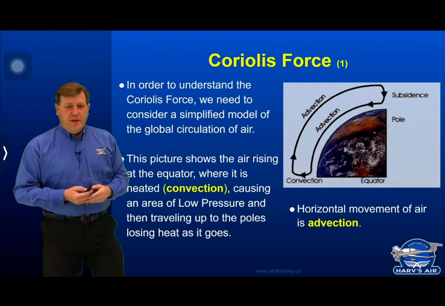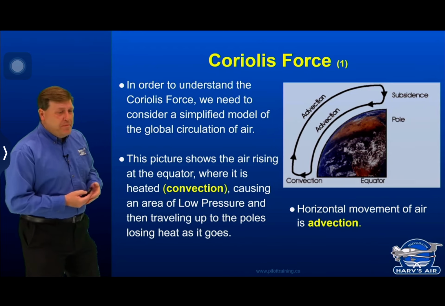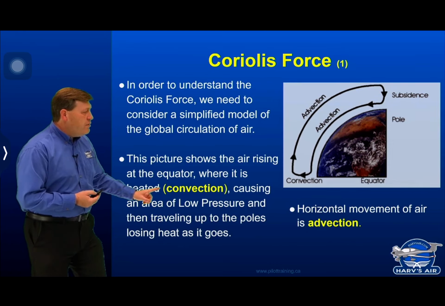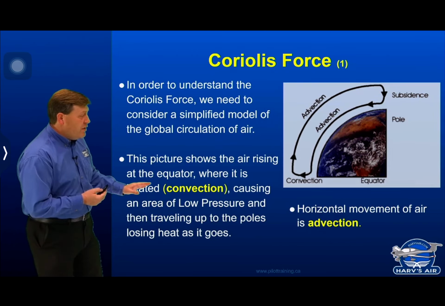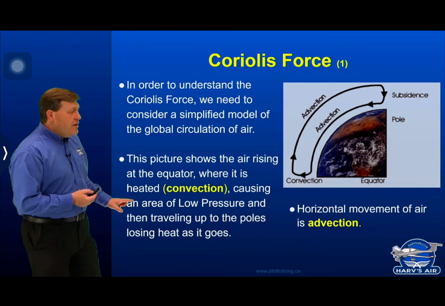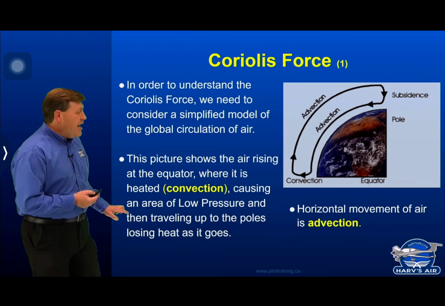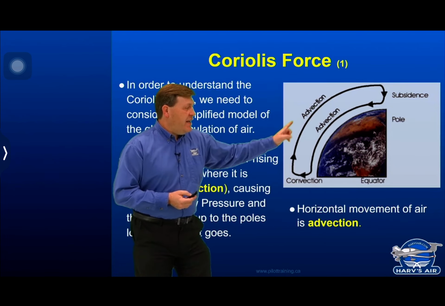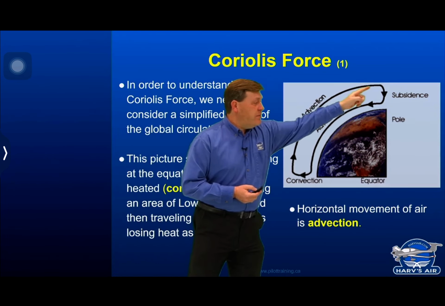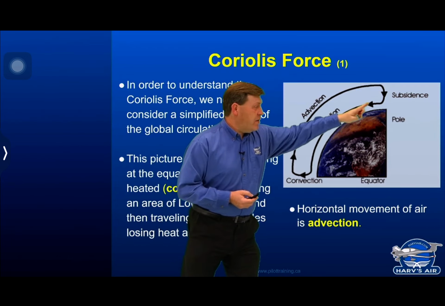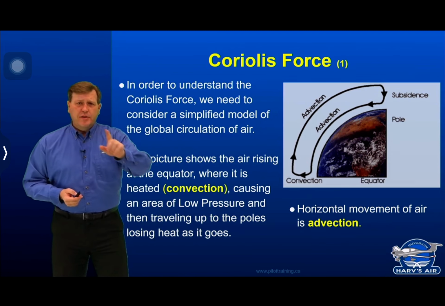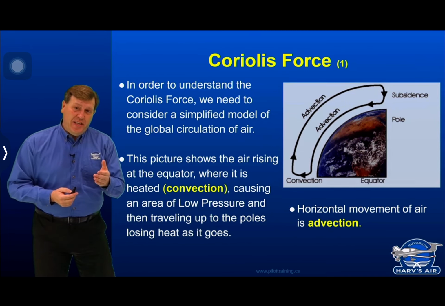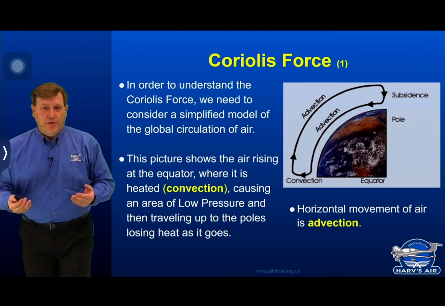Now, what I want to do is go back to the whiteboard because I want to show a better picture of the air rising at the equator, where it is heated and it rises, so we call this convection. That causes an area of low pressure near the equator, and then traveling up to the poles, losing heat as it goes, it will advect that air towards the poles, and then we will subside at the pole. And then from there, it will go along the surface and come back to the equator. So let's go over to the whiteboard for a few moments and take a look at a simplified single cell circulation model of the Earth.